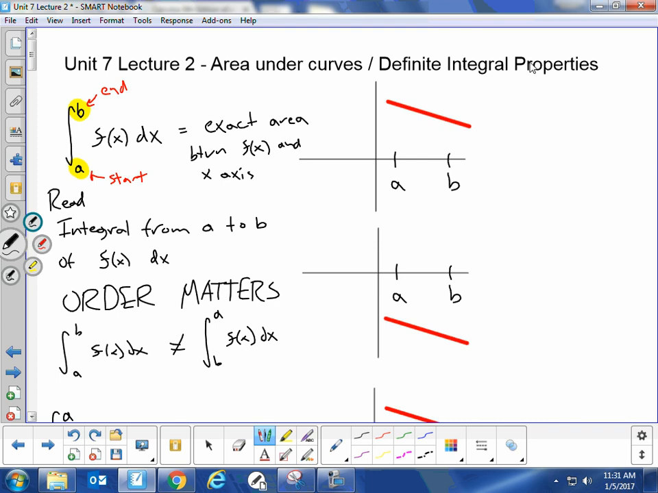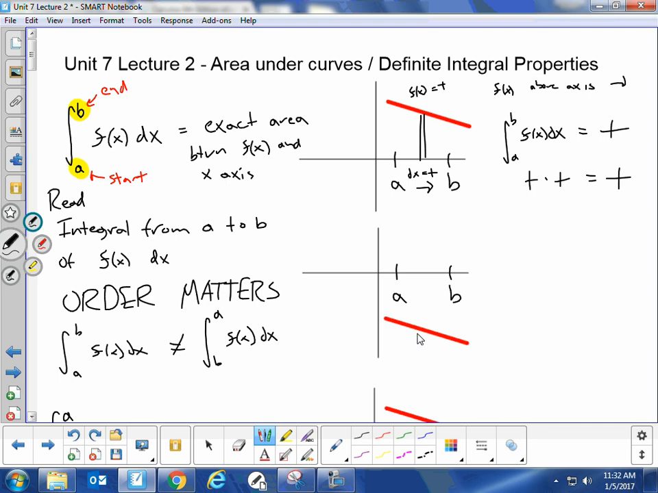Let's look at just really quickly if we have the function going from left to right above the x-axis. I'm going to the right. We create these really skinny rectangles. The heights are positive. Well, we actually say that the widths are also positive because I'm traveling from a to b. I'm going in the positive x direction. So the integral from a to b is just a bunch of positive heights times positive widths, giving me that positive area.